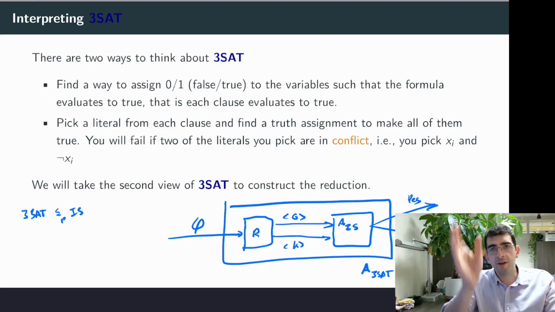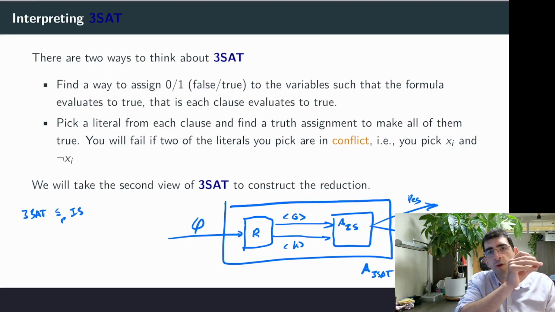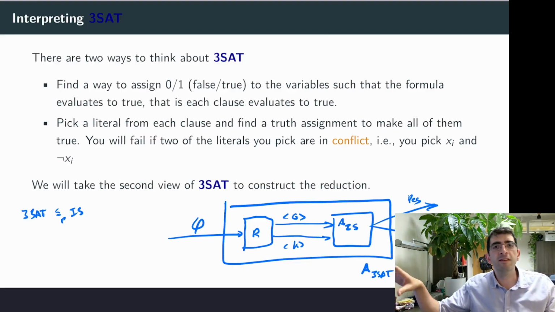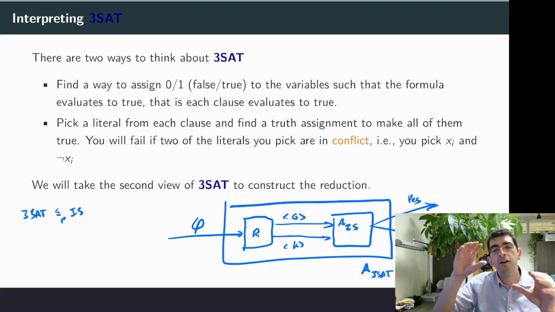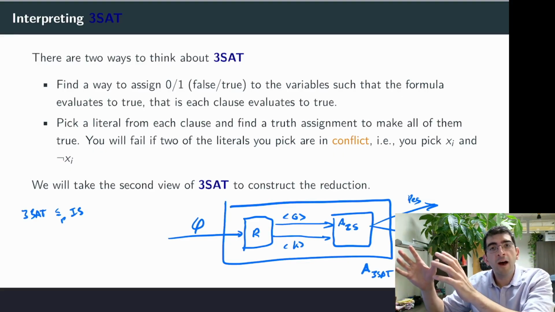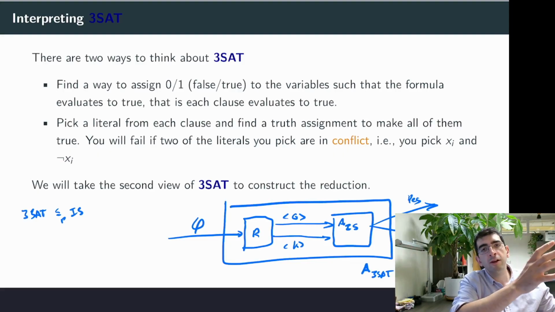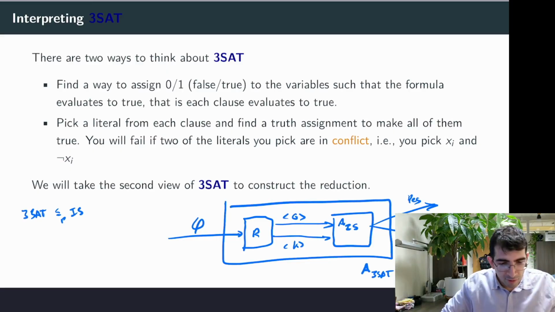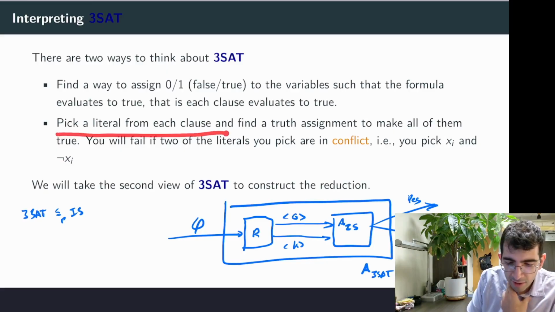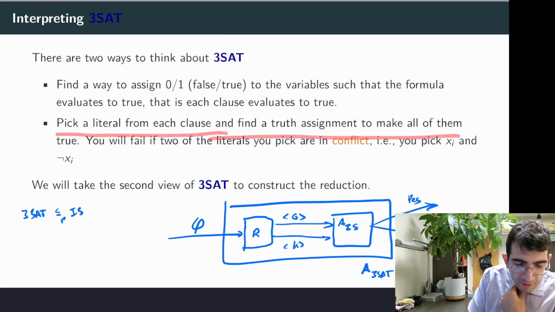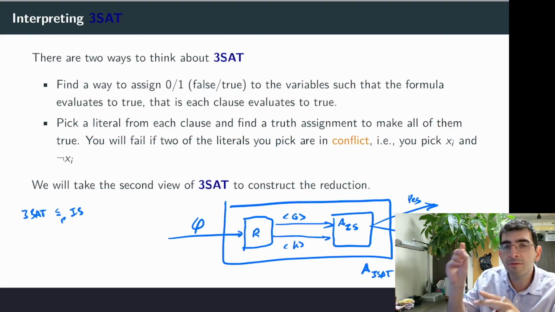And then we just said, okay, now that I have at least one assignment, one of those literals is true, then I can move on to the next clause, right? And hopefully I could keep assigning values to variables so that I could make the next clause true without interfering with the variable assignment that I already did. Okay, so we simply pick a literal from each clause and find the truth assignment to make all of them true. So we're just picking a literal from each clause.